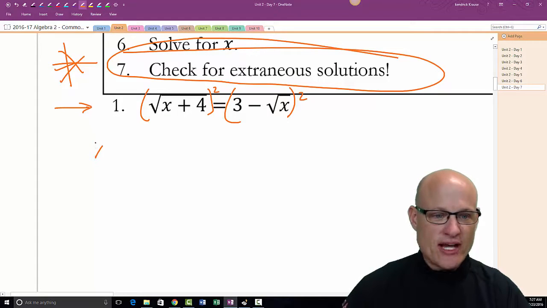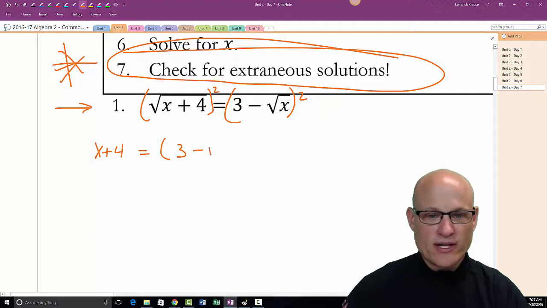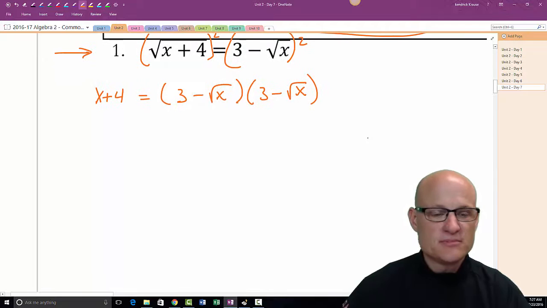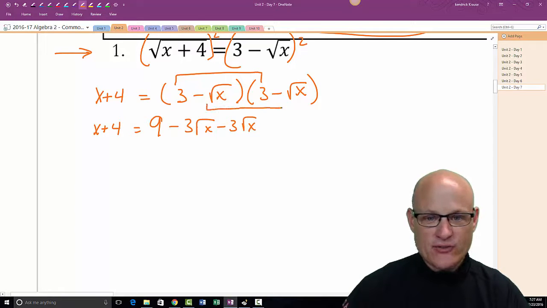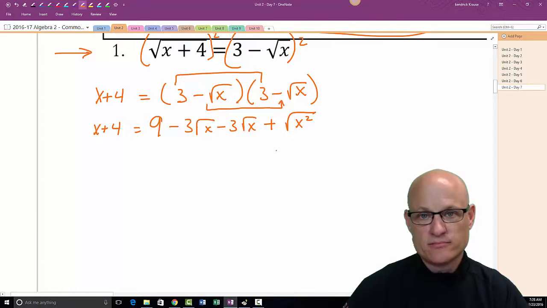This side's easy. It's just x plus 4. This side, not so much. We got a little bit of work to do. We got to double distribute this. We're going to write it twice, and we're going to double distribute. So x plus 4 here equals 3 times 3 is 9, minus 3 square roots of x, minus 3 square roots of x, and then negative square root of x times negative square root of x is positive square root of x squared.